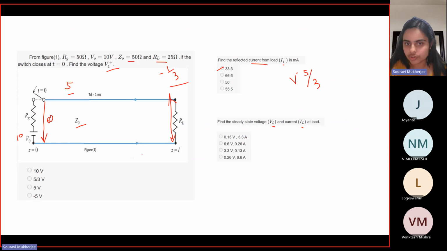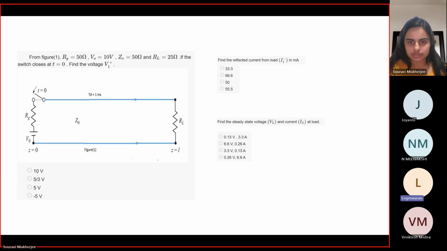Now, once you have the voltage at the load, again, you can use the relation V is equal to IR. Now you know the resistance at the load, which is 25, right? So using that, you can try to find the current at the load. So can you tell me what the answer will be? 3.3 volt, 0.13 amps. Correct. 0.13 amps. This one, right? Yes, ma'am.